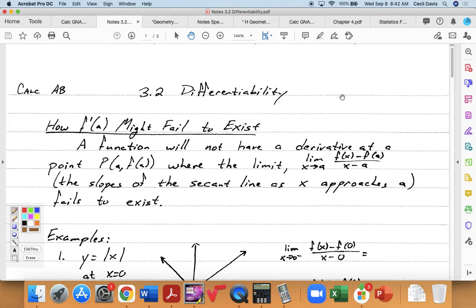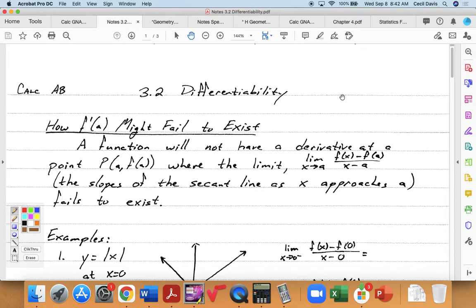Today we're going to talk about section 3.2 in your book on differentiability, which is the ability for a function to have a derivative at a particular point. You might be wondering, why isn't it called derivative ability? I can't even say it, okay?